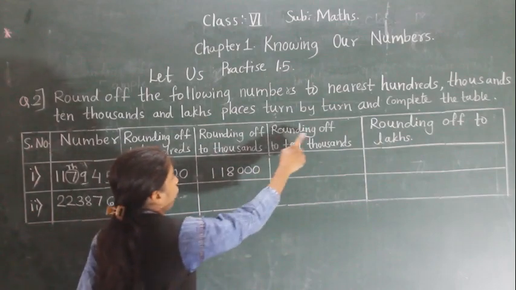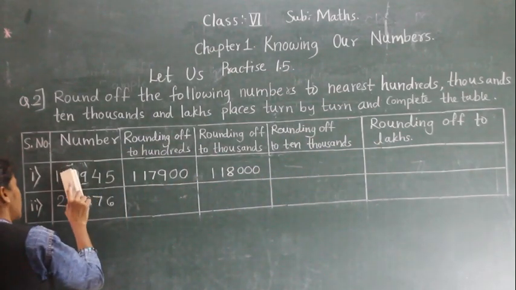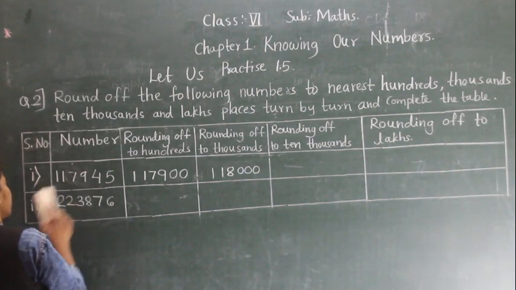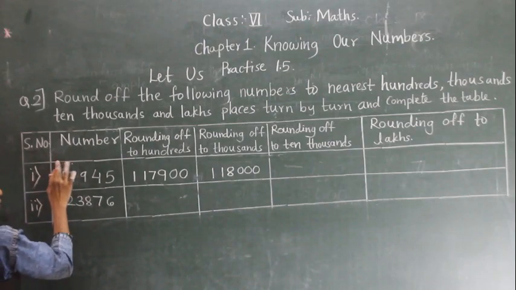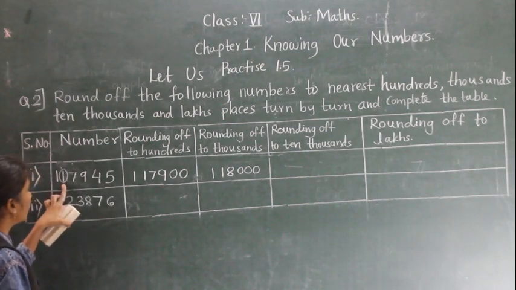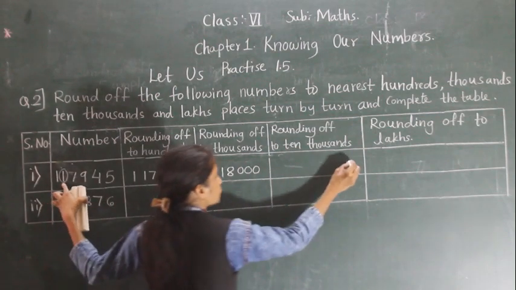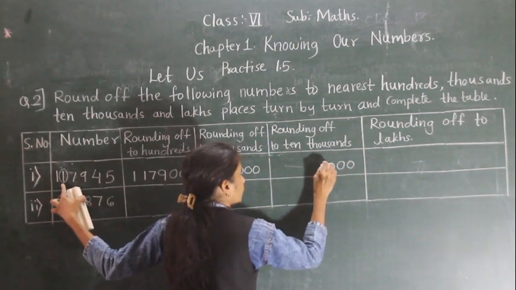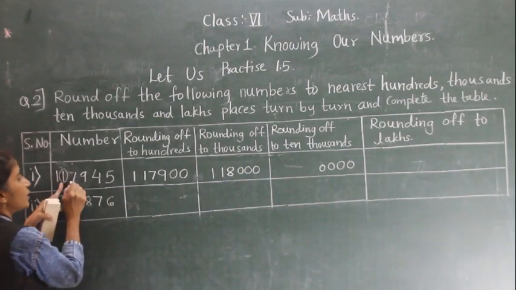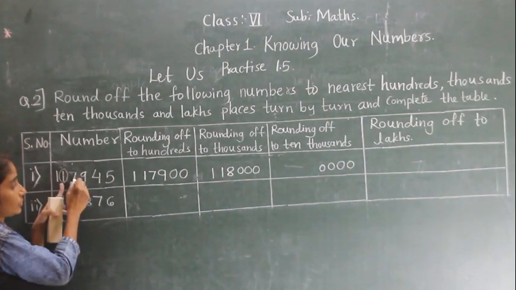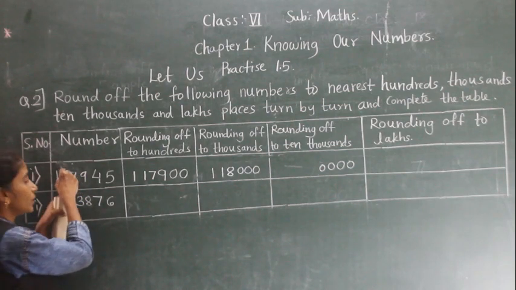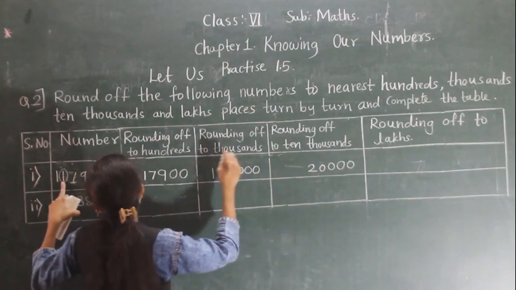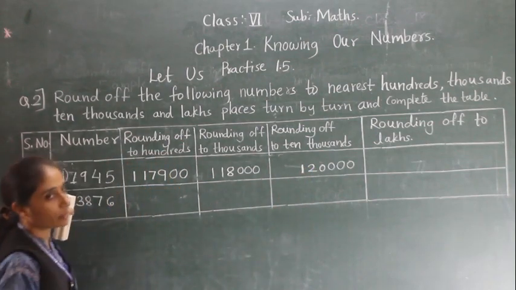Okay. Rounding off to 10,000. Thousand is over. Now 10,000. This is ones, tens, hundred, thousand, 10,000. TTh. Okay. So this digit we are going to round off. 1, 2, 3, 4. So give 4 zeros. Then check the digit from the thousands place. It is more than 5. So add 1 to the 10,000 place. So which number will come here? 2. 1 plus 1, 2. And the digits before it stay as they are.